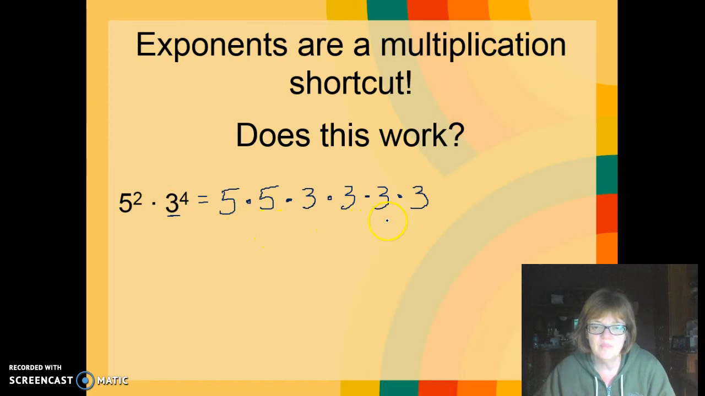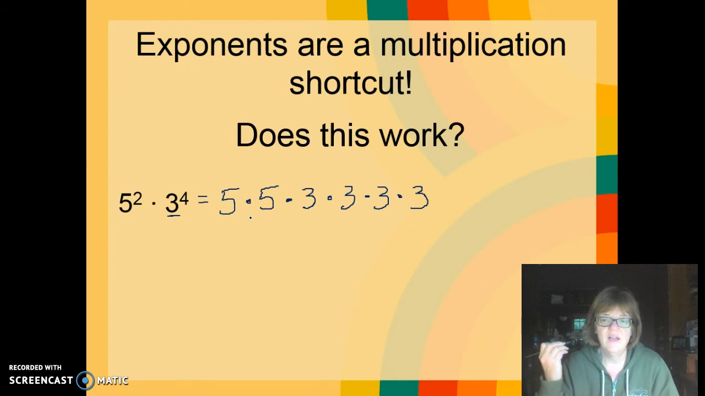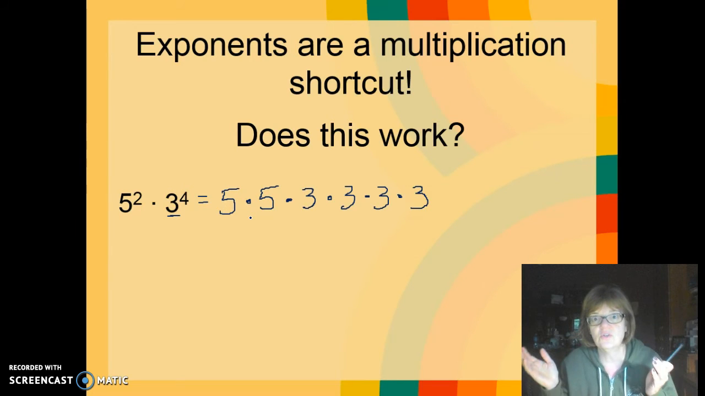Can I count up how many of the same base? No, they're different. I got 2 5s, 4 3s. I can't add those exponents. So the exponent rule for products doesn't work on different bases. So keep in mind, part of that rule means, yes, let's use our shortcuts, but you got to use them in the right place. If the bases are different, you can't add those exponents, okay?